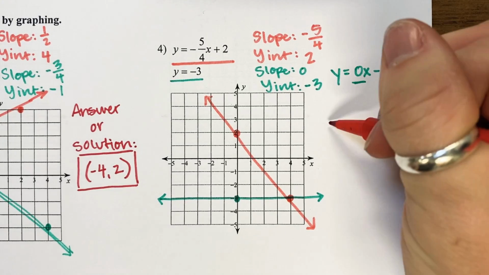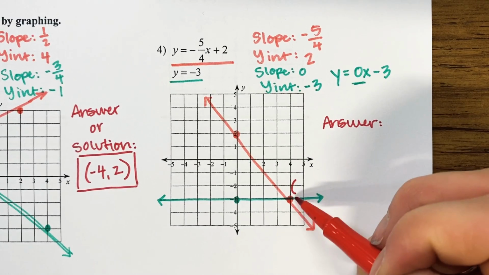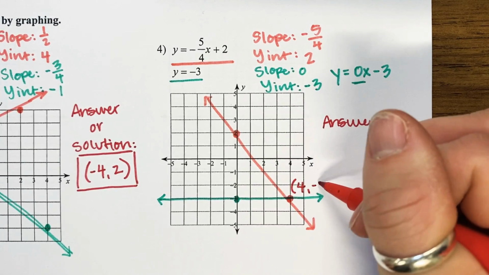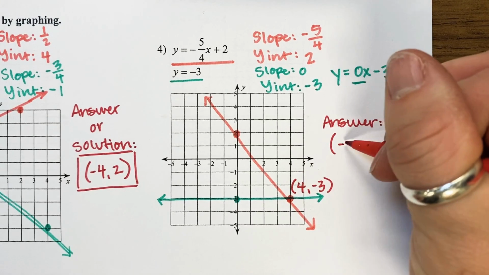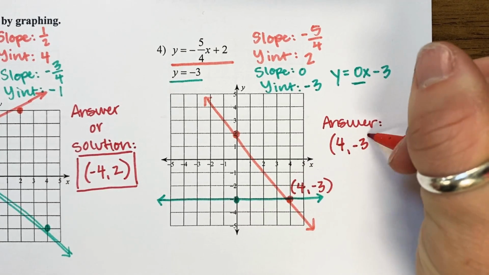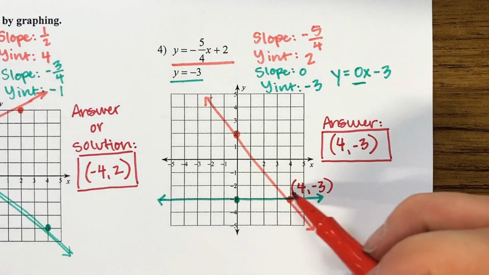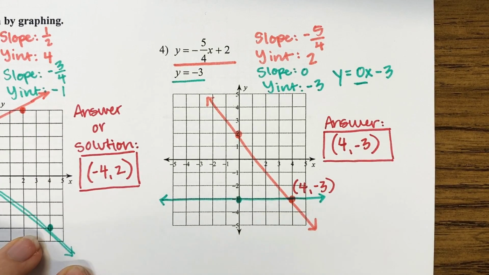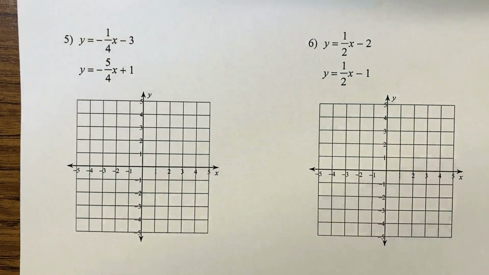What's our answer or our solution? Where do they cross? This coordinate point right here lines up with 4 and -3. Remember, we always write our x value first, so +4, -3. And that is our answer, where they intersect. We got a couple more. I know we usually don't have more than 1 page of notes, but it's just because they're graphs and they take up a little bit of space.